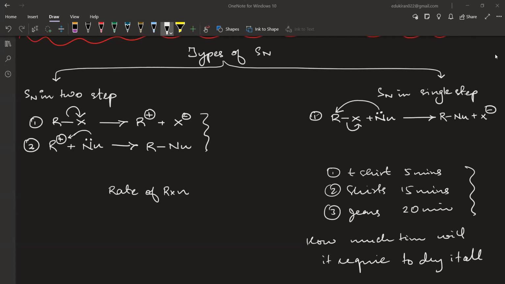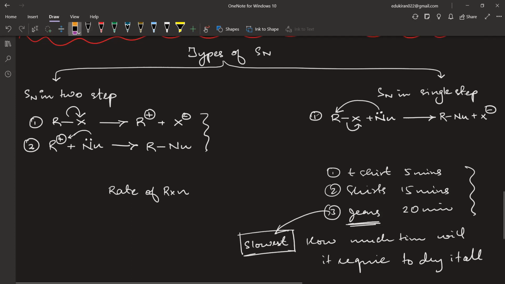Yes, very good. So it is going to take only 20 minutes to dry it all. That means the slowest one, the jeans. The time taken to dry depends on what? It depends on the slowest step, on the slowest clothing item.